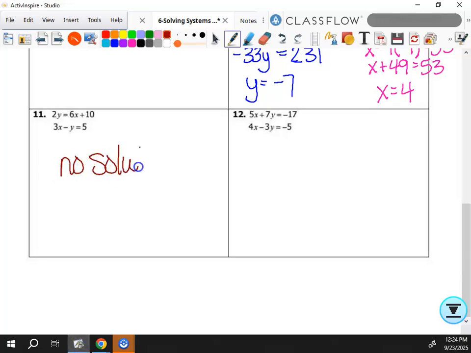If we were to actually have solved this, we would have ended up with something like -5 equals 5. And so remember, if you are doing these things by hand or you're asked a question like this, if you get a false statement, it's no solution. If I got -5 equals -5, then what would it be? It'd be all real numbers. Infinitely many solutions, which is the same thing as all real numbers.